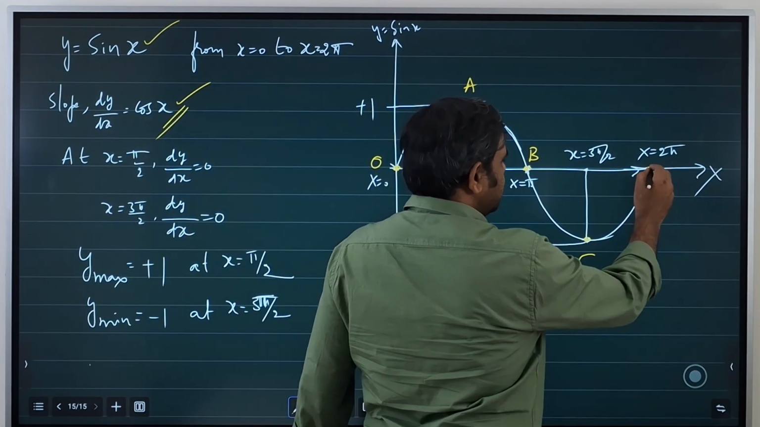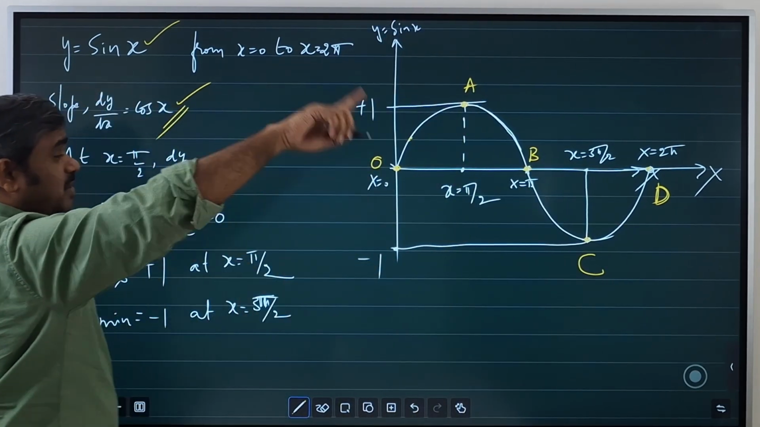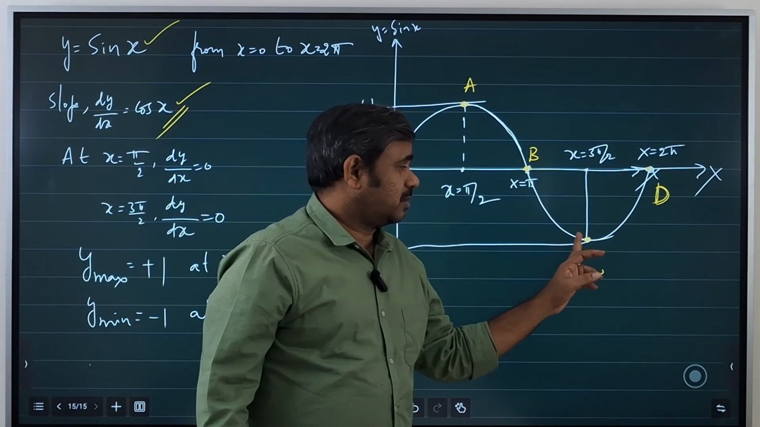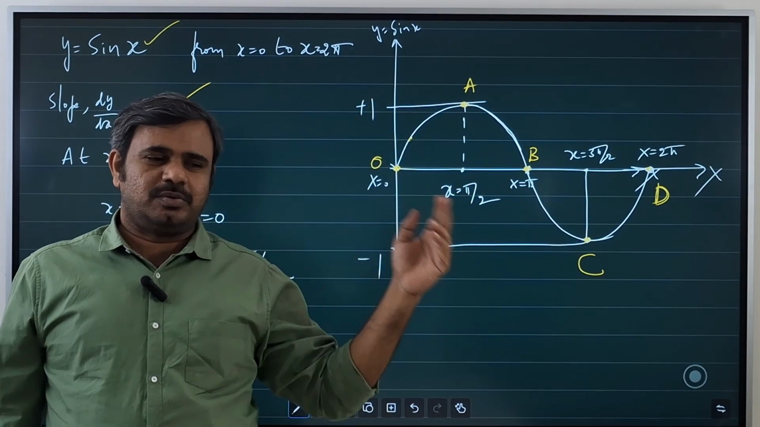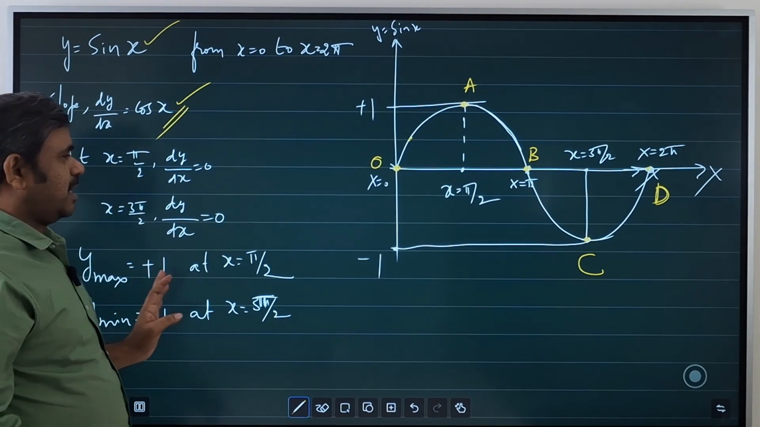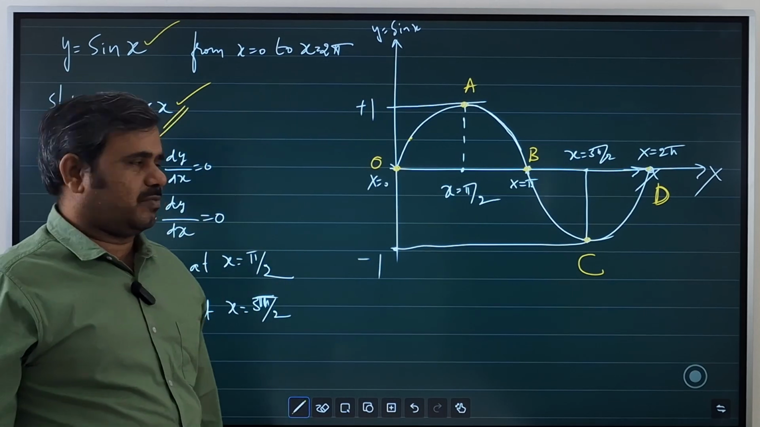From C to D, sin x is negative, but slope is positive. Look, from 3 pi by 2 to 2 pi, y is increasing as x is increasing. It means the slope is positive. Okay. So this is how we understand the qualitative behavior of the function and draw the graph.